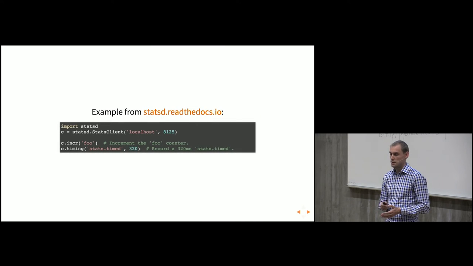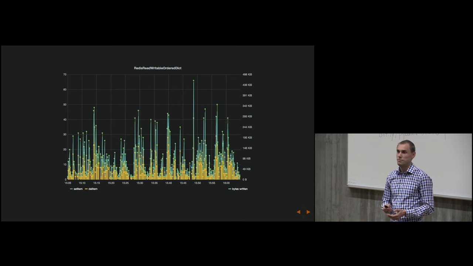Here's an example of how you use it in code. You create a client, and then you tell it, increment this counter or record this timing under this name. It's very simple to use, and you should be doing it in pretty much any project you have. In the past, I used this with Django. So I created middleware that logged response times of views or response codes. I added Celery hooks that logged how long my tasks took or how many of them were executed or how many of them failed.